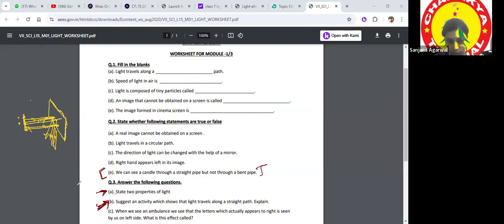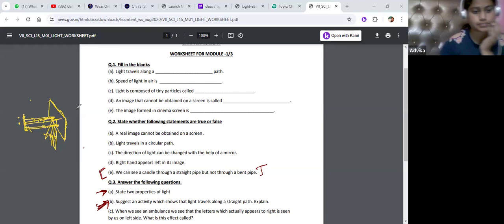Next, when we see an ambulance, the letters which actually appear to the right are seen by us on the left. What is this effect called? Only one answer, by Advika. Advika, fine. Please tell the answer to everyone. Ma'am, it is lateral inversion.